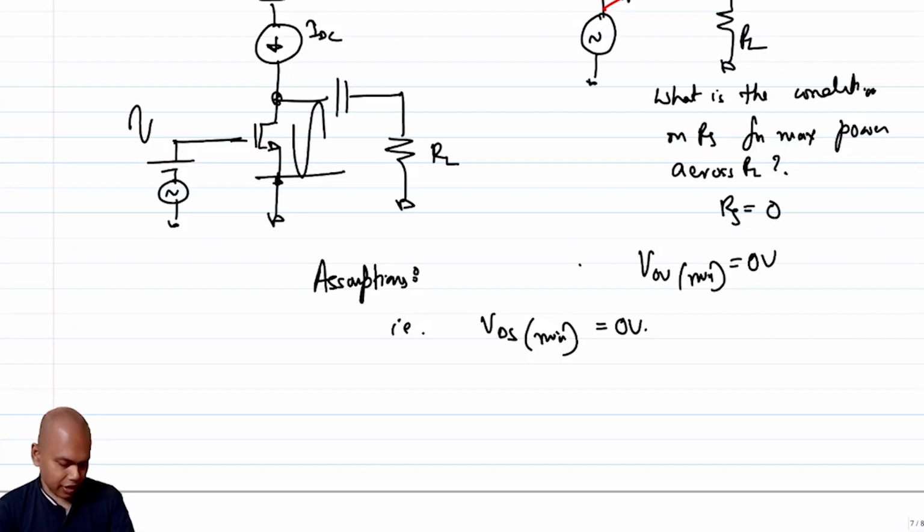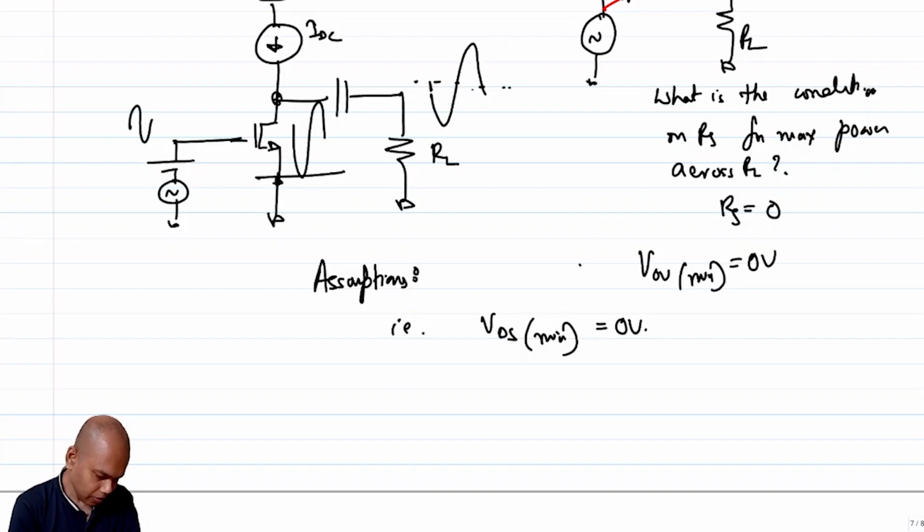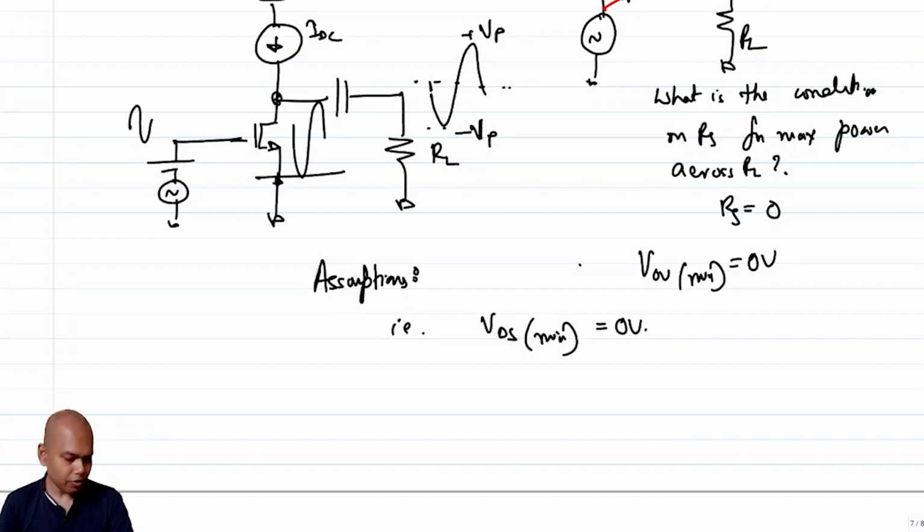Okay, fine. If I make the assumption, then let's assume that this guy here also swings from minus Vp to plus Vp. I'm interested to find out what Vp is in terms of IDC and RL. Otherwise, I will not be able to find out the efficiency. So how do I find out what Vp is in terms of IDC and RL?